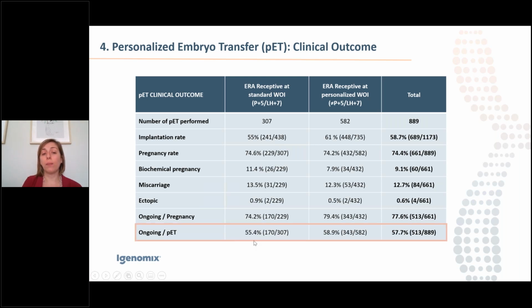You can see ongoing per transfer, 55% on the receptive day when this is standard window, or almost 59% of ongoing per transfer when we are personalizing the embryo transfer, because we are transferring in both cases at the receptive day of the endometrium. And it is very important, and I would like to highlight here, that this rate of ongoing per transfer is achieved in recurrent implantation failure patients. I mean, these patients have 3 or more previous failed attempts. So this is a very high rate of ongoing pregnancy for this type of patients.